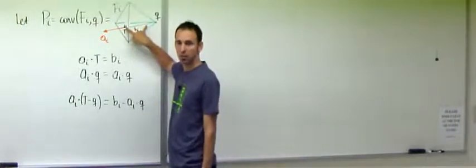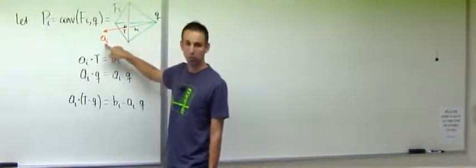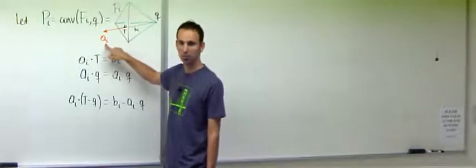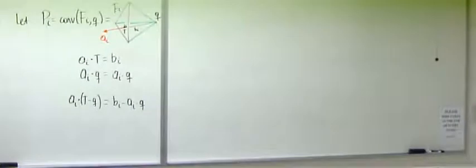Okay. Now let me do something else. Let's assume that ai is a unit vector. Can we do that? We can by scaling. Yes. So why can I? Because I can scale by a number here and just scale bi by the same number. Okay. But we'll see that we need to do that. Okay.